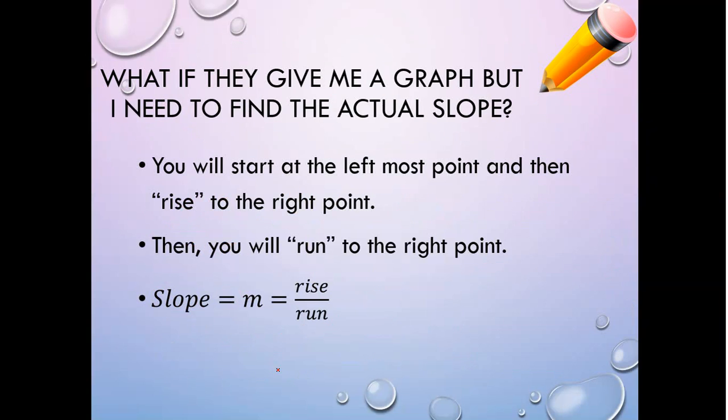What if they give you a graph, but you need to find the actual slope? You're not just going to say, well, that's positive. I'm going to say, well, what's the actual slope? What you're going to do is start at the leftmost point you can find, a nice little point, and you're going to rise or go down to the right point. Then you're going to run to the right point. Remember, slope is your m value, which is rise over run.